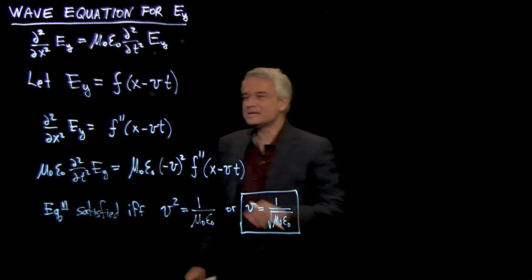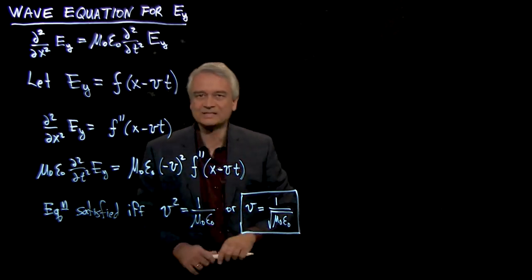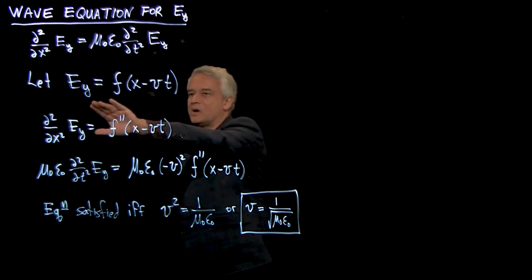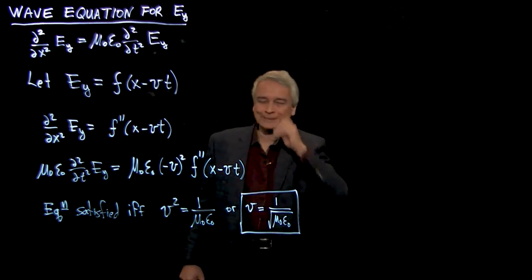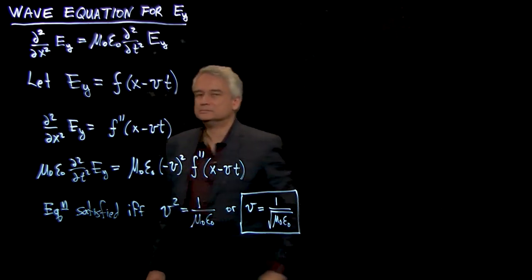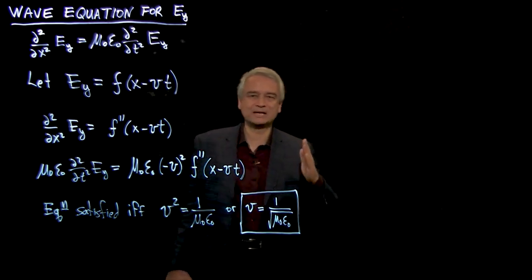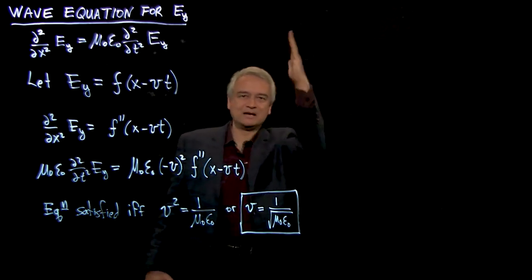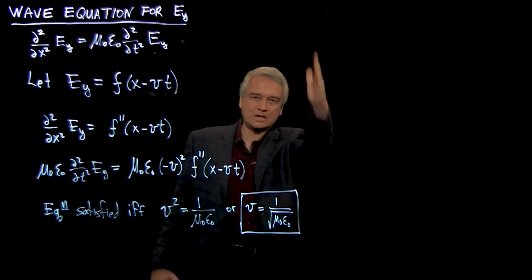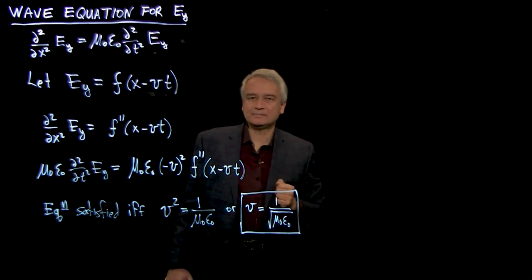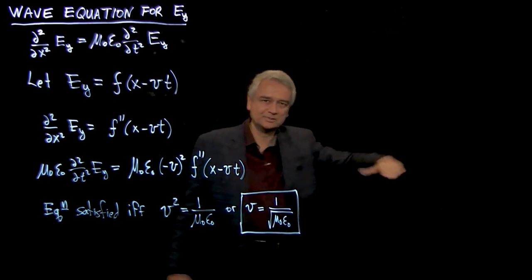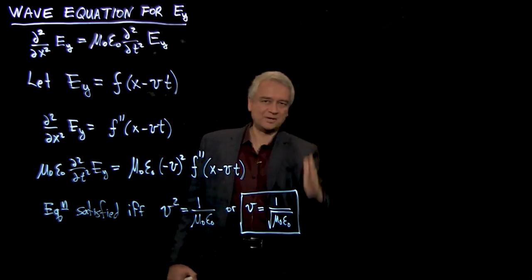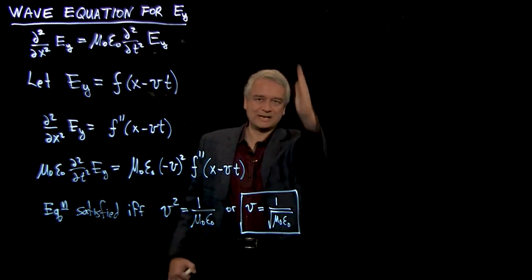Now, what does it mean to have a function of x minus vt? So let's think about what it means for EY to be a function of x minus vt. So let's start at time 0. I have some pattern at time 0. My EY takes on a certain value at this x at time 0. Okay? So EY has some pattern. Those yellow arrows have some pattern. And at time 0, EY has a particular value at this location in x, at this plane.